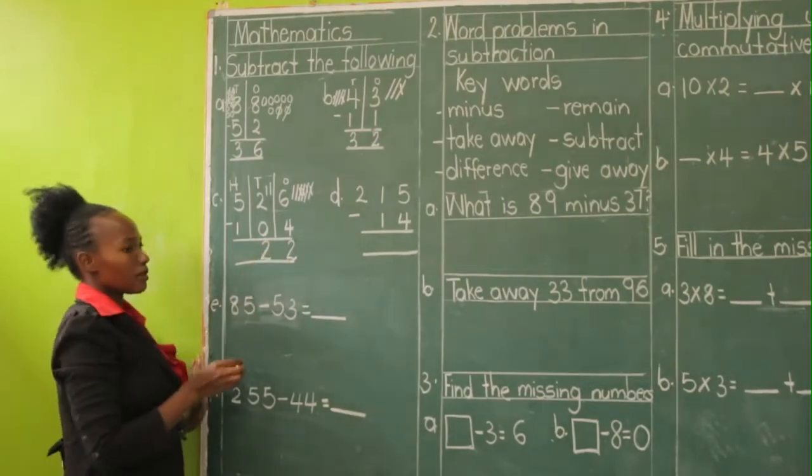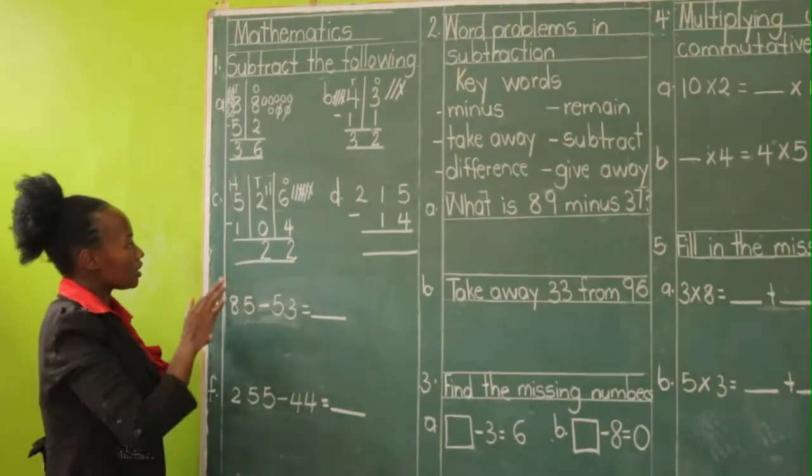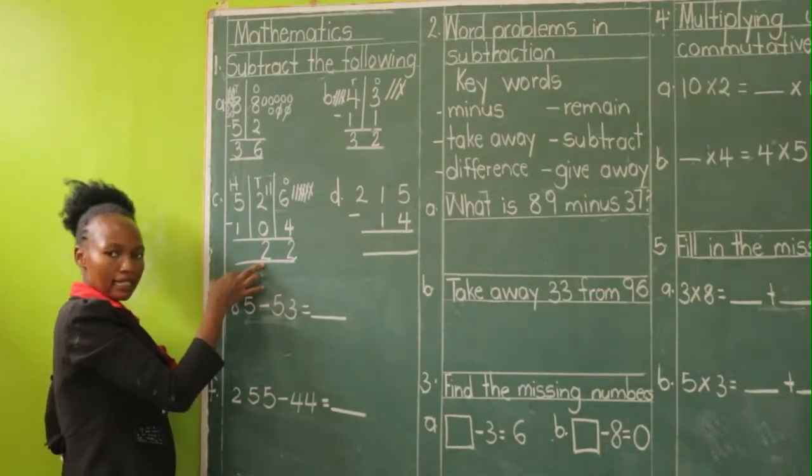Any number you take, we subtract it. When you subtract 2 from 0, you get that number 2.